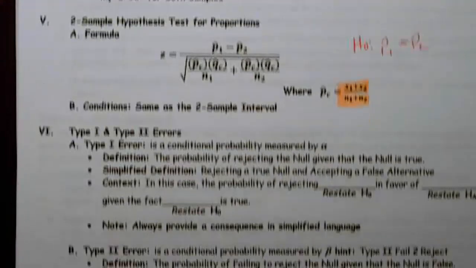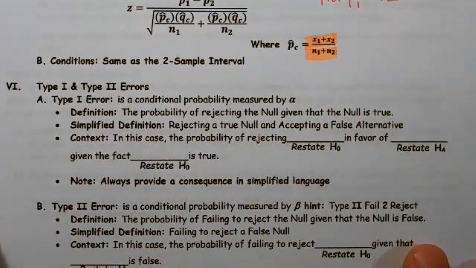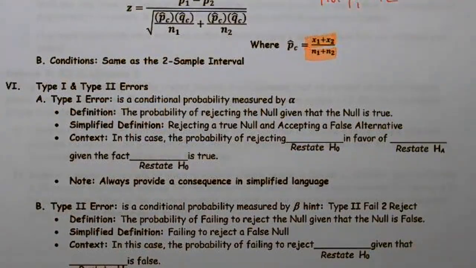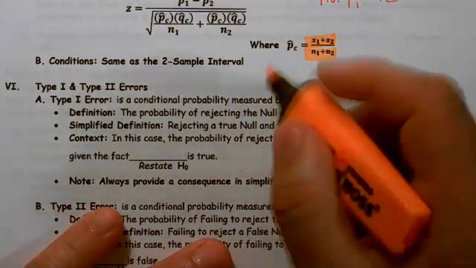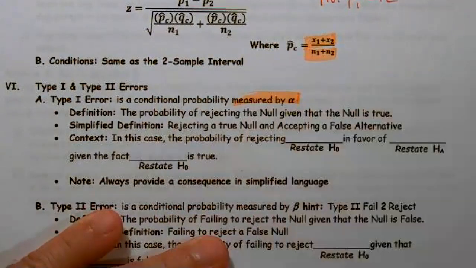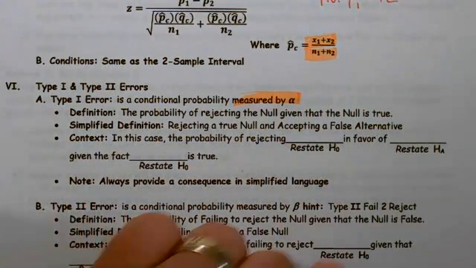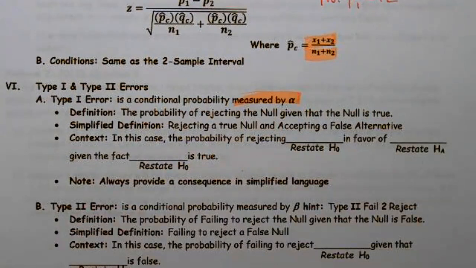Type 1 and type 2 errors. Type 1 error is, again, a conditional probability. It's measured by alpha. So if you have an alpha of 0.05, you're saying, hey, you know what? I'm fine being wrong 5% of the time.